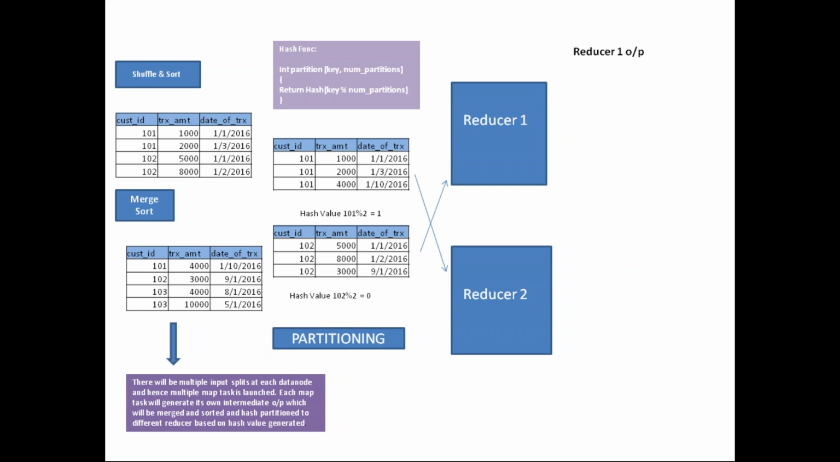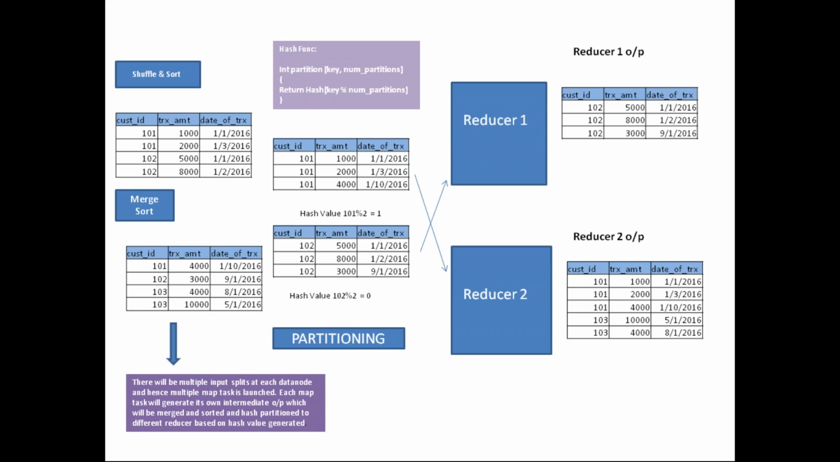So what will be the output of the reducers? Let's see. The important point is that in the reducer the input is sorted, and the output of reducer 1 is also sorted, and the reducer 2 output is also sorted. But if you club both the reducer 1 and reducer 2 outputs, you will not get sorted data. If you want to sort that, you can club the data of reducer 1 and reducer 2 and explicitly write a sort logic to sort the data.